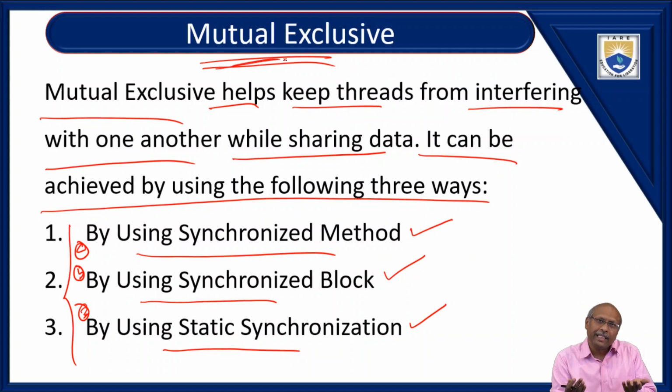Mutual exclusion says that if one thread is using the resource, the other thread has to wait. That is the nature. Once that fellow comes out, then the second fellow who is waiting can go and use the resource. So that means both cannot use the resource at a time.